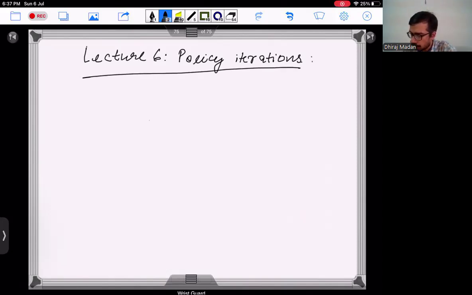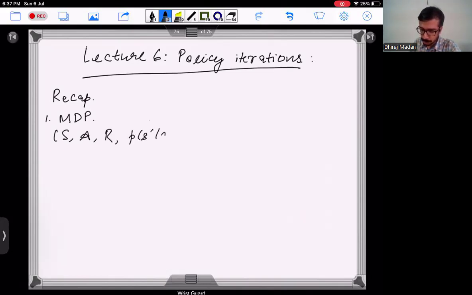Let me just recap what we have done so far. So we started with an introduction of the formulation of Markov decision processes. So a Markov decision process consists of the following elements in general. There is a collection of states or state space, a collection of actions or action space, a reward function, a transition function of next state given the current state and the action, and a discount factor gamma. And this discount factor is less than 1.